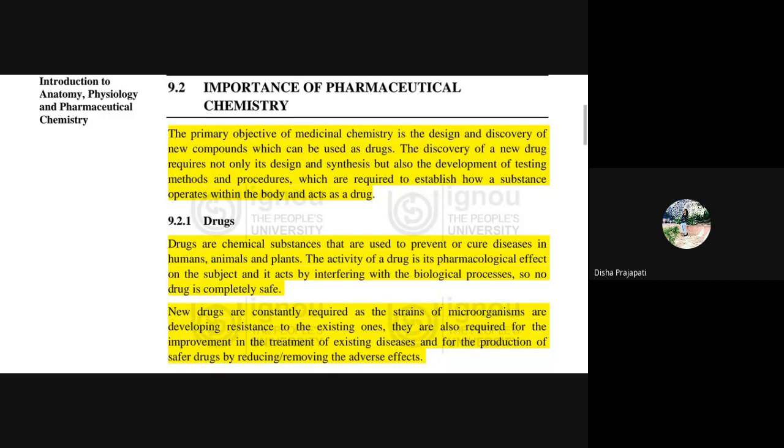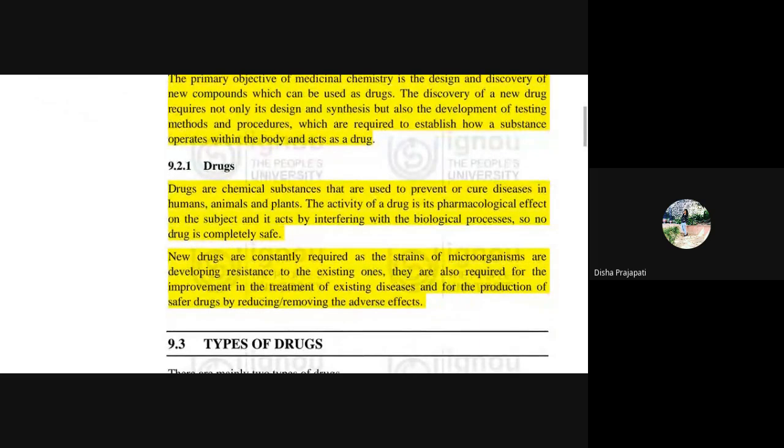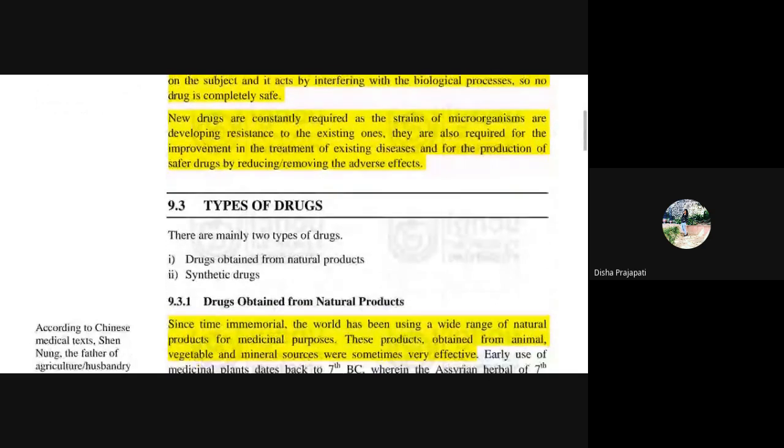With new drugs, some type of side effects can happen. That's why no drug is totally free of side effects, but we have to maintain the risk benefit ratio in any drug. It means you should be able to see that the risks are lesser and benefits are more, then you can use that drug in the patients. New drugs are constantly required as the strains of microorganisms are developing resistance to existing ones. They are also required for the improvement in treatment of existing diseases and for production of safer drugs by removing the adverse effects. Type of drugs.